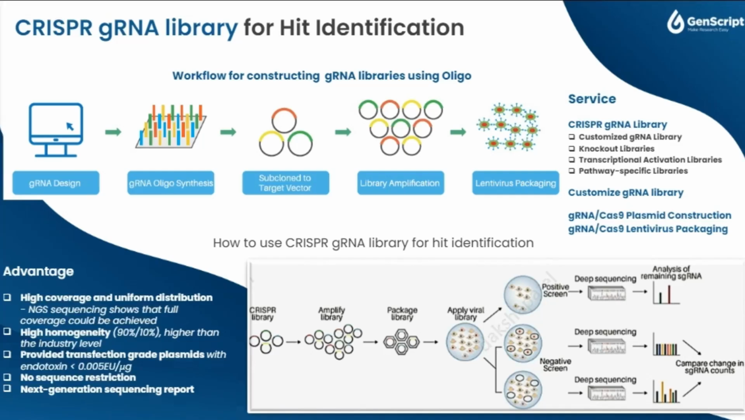For designing optimized gRNA, GenScript offers an online gRNA designer tool. And how a CRISPR gRNA library is used for hit identification is also shown here, in which the library is amplified and transduced into the host cell to generate the mutant cell line, and the mutants can then be screened under specific conditions, such as by positive or negative selection, to identify important genes in the pathway. And GenScript offers a variety of CRISPR gRNA libraries, including customized gRNA libraries, knockout libraries, and pathway-specific libraries.